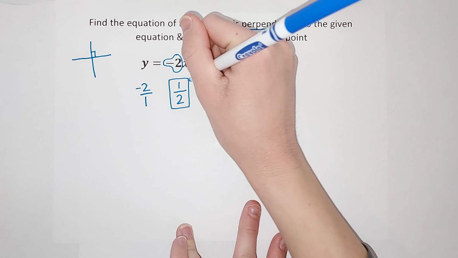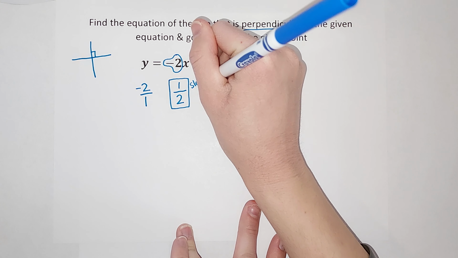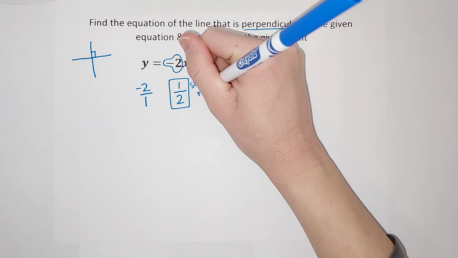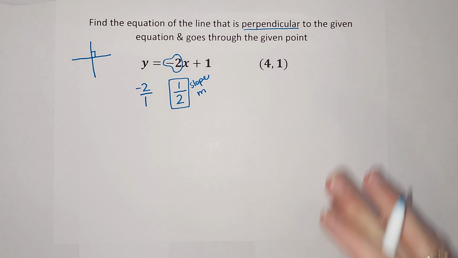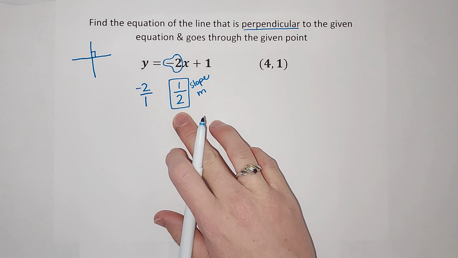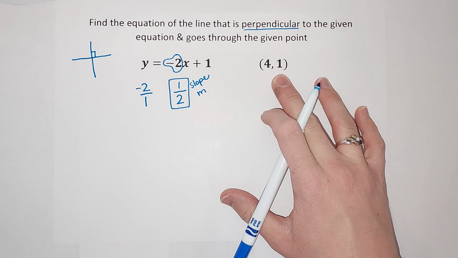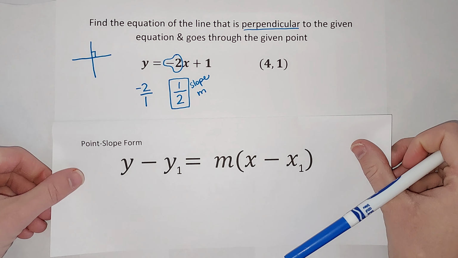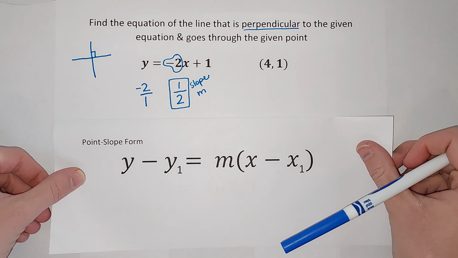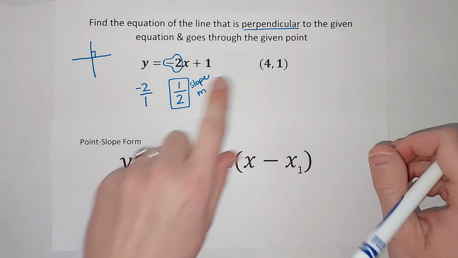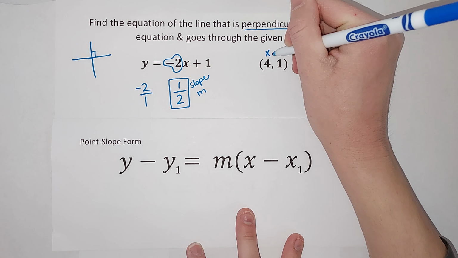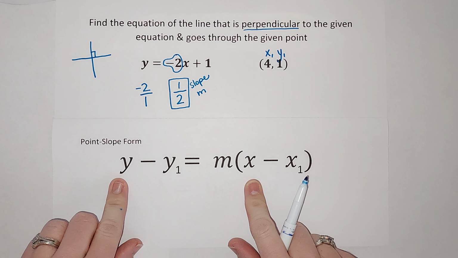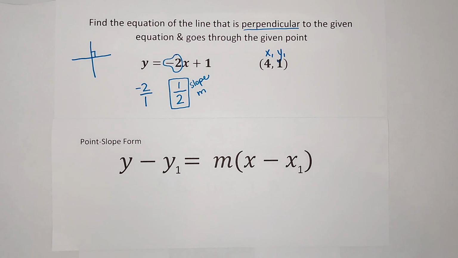This is my new slope, which in math land, a lot of times we label slope with M. I don't know why, but there you go. Now I have my slope and a point that I want this line to go through. So what do I use? I use point slope form. I have everything I need for this. I have M and I have X1 and Y1. These are labeled with 1s just to keep them separate from these ones so we don't confuse them.